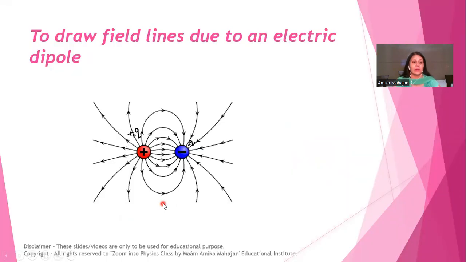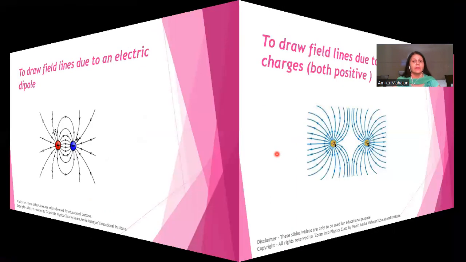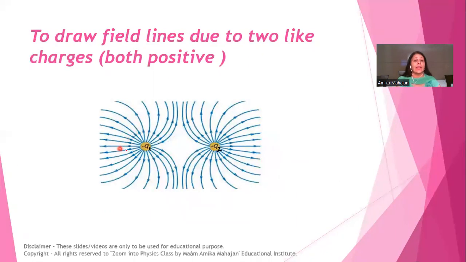In case of electric dipoles, the same type of field lines will be drawn, which we drew in the previous case when I was taking two unlike charges, Q1 and Q2. The main difference is that we are not supposed to write Q1 and Q2 here. We have to write plus Q and minus Q because the magnitude of charge remains the same in case of a dipole, and polarity is opposite. Now come to two like charges.